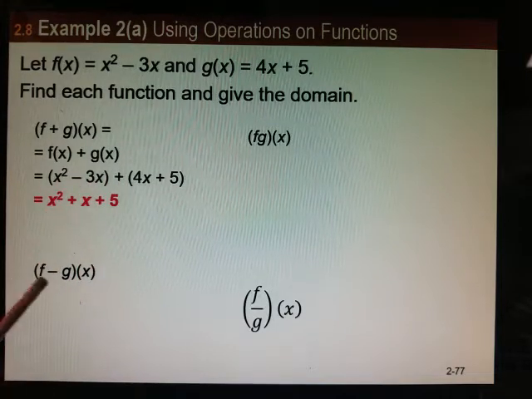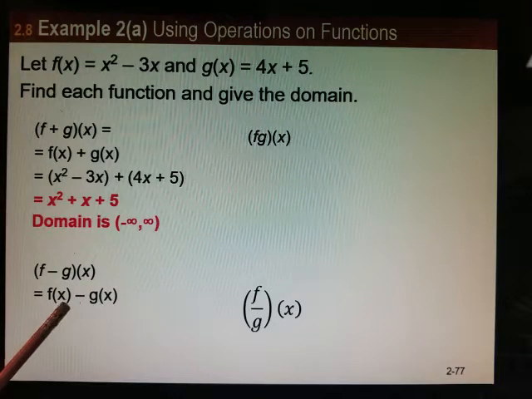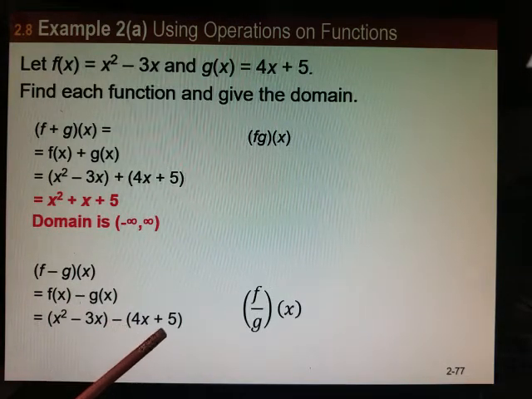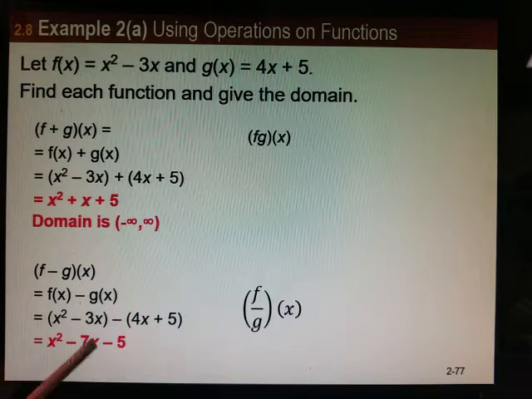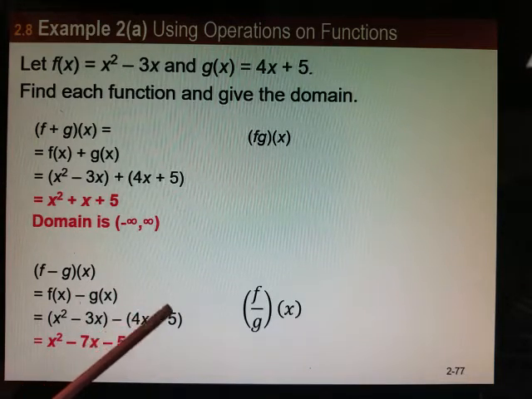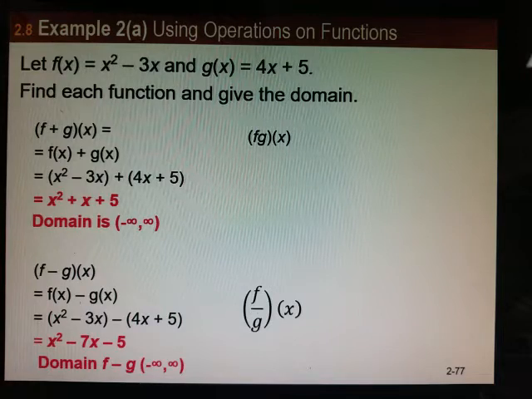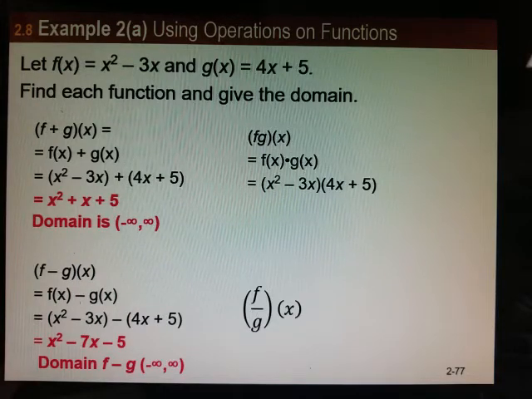When you have f of x minus g of x, please remember for the minus that you want to take minus 4x and then minus 5. So negative 3x minus 4x, that's the negative 7x, minus, that positive 5 was minus 5. Now this would be the equation of a parabola, so my domain again would be all real numbers, negative infinity to infinity. The next problem is asking me to multiply them, so I have a binomial times a binomial.